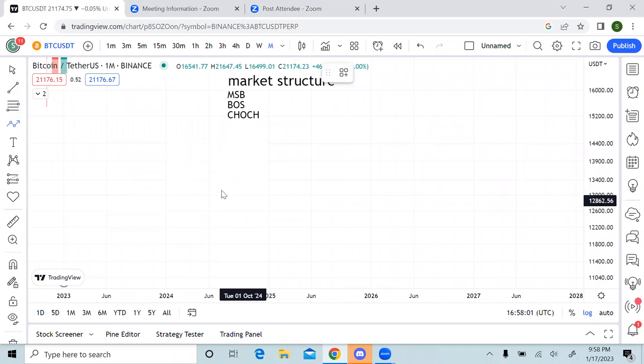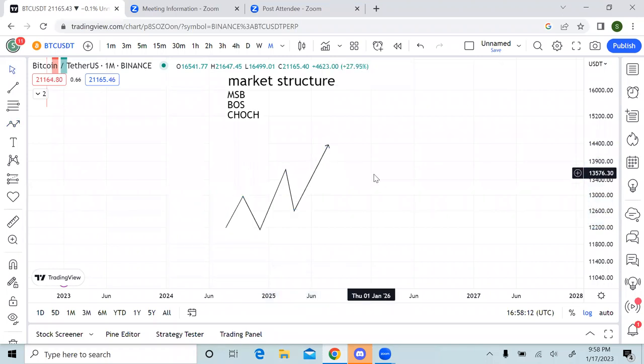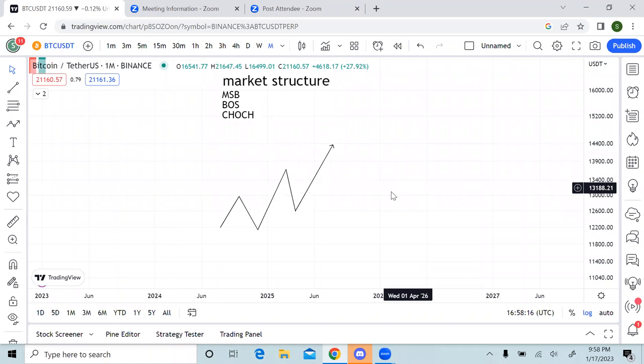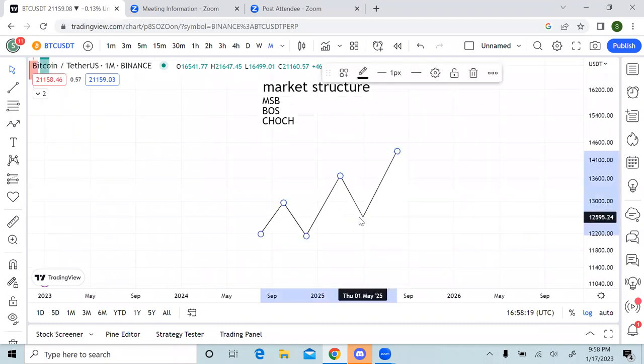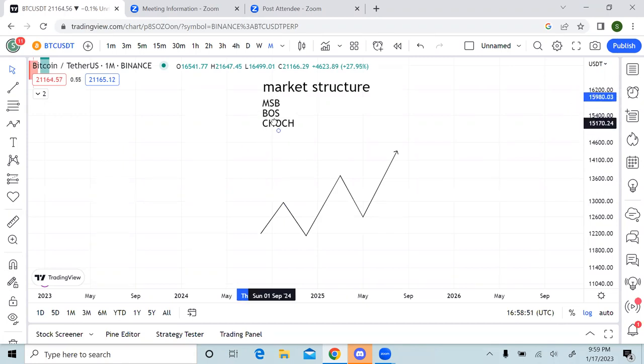I'm creating price action again here. Okay, this is higher highs and higher lows I created. Suppose this is a 1 day chart and we are looking at the higher time frame. We are studying trend on higher time frames. How will we identify MSB, BOS, and CHOCH? CHOCH is called change of character, BOS is break of structure, MSB is market structure break. These three are different from each other. At the end, I will explain CHOCH.